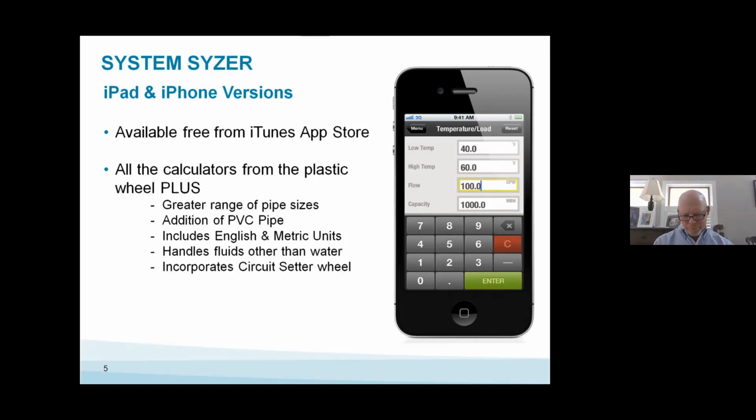I personally, most times I'm just referencing the plastic wheel, just out of habit. But I do have it on my iPad, and sometimes it is pretty useful when you can get into different fluids and percentages of glycol. The wheel itself is based on 60-degree water, plain water, no glycol, and the pipe that it's being used with, we'll talk about it in more detail, is just Type L copper and iron pipe, black steel pipe on the plastic wheel.